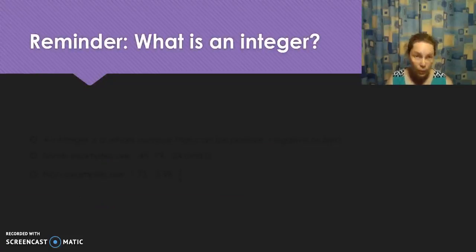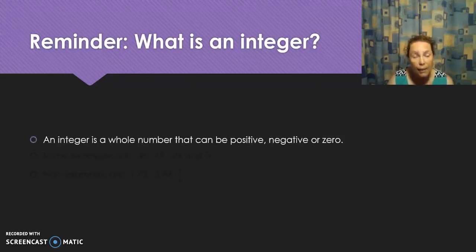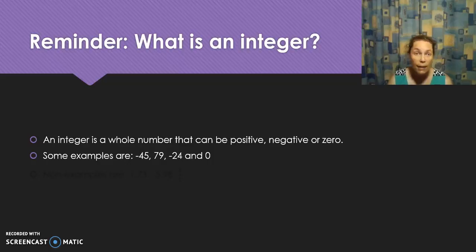Let's begin by doing a quick revision of what an integer actually is. An integer is a whole number. It can be positive, it can be negative, or it can be zero. Some examples are negative 45, 79, negative 24, and 0. You can see with these examples that it doesn't matter if they're positive or negative, but they are whole numbers.